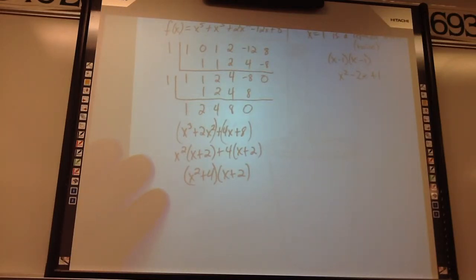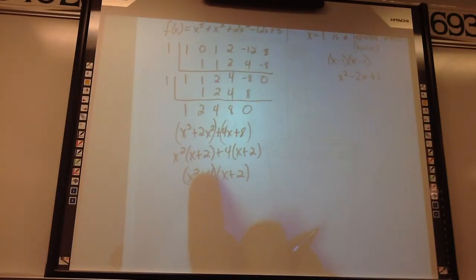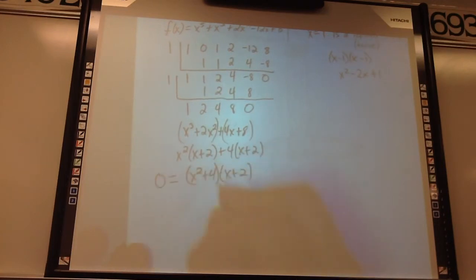X plus 2, x minus 2? No! That's only for a difference of 2 squares. It's not negative. X plus 2, x plus 2? Nope, that would be x squared plus 4x plus 4. When you've got it factored, what do you do with each one of those? But you can't do square root of negative. Oh, really? Maybe you can.